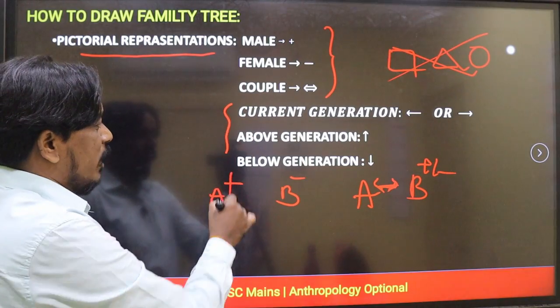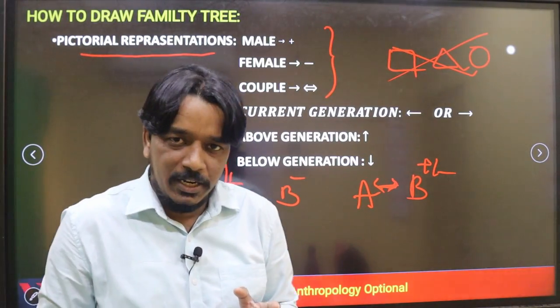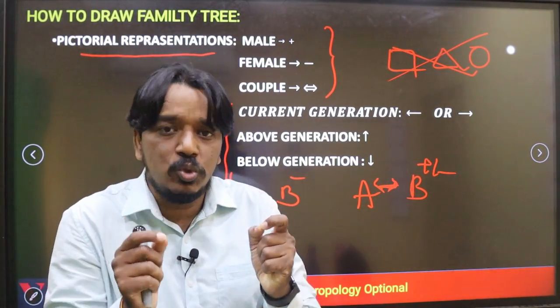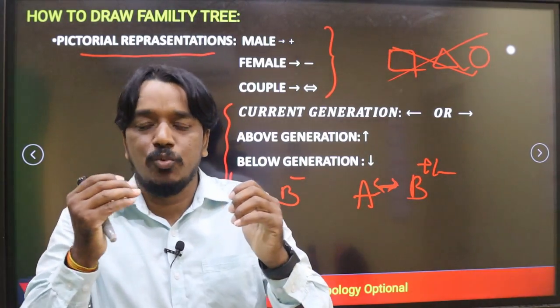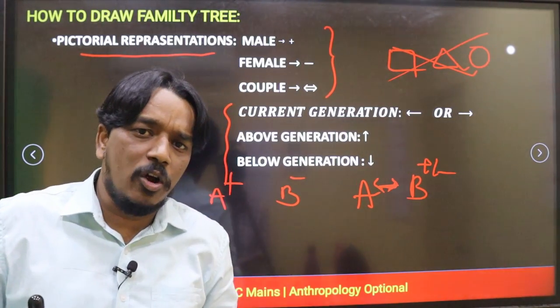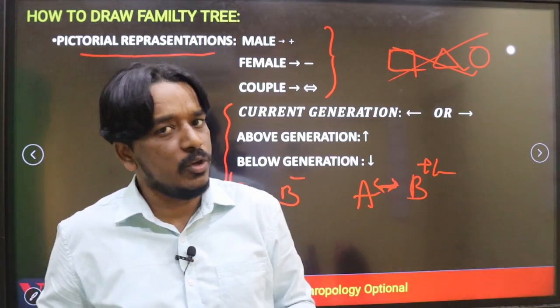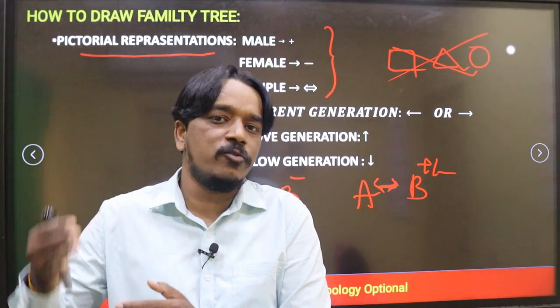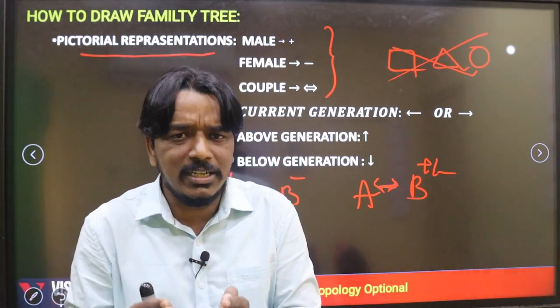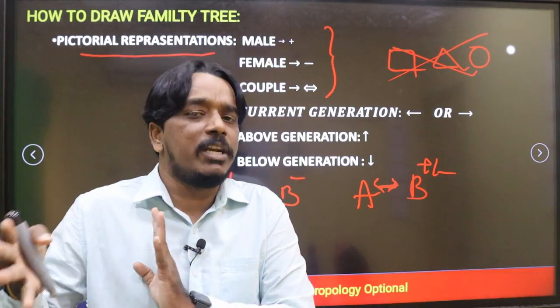Another important point is what? Whenever we are drawing a family tree, always try to draw the family tree generation-wise. What happens if you are not drawing generation-wise? No problem, you will get the answer. Even if you are not following generation-wise, you will get the answer, but it may take more time. It's a little bit confusing.